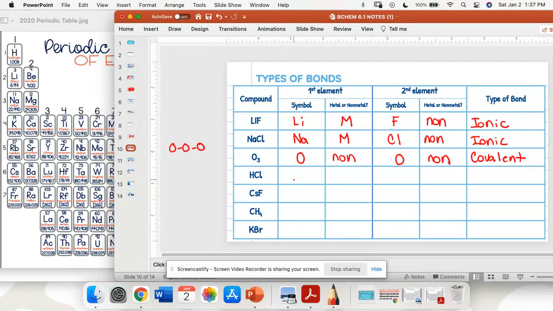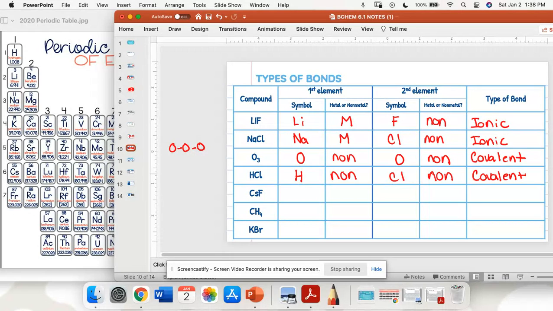All right, HCl. So our first symbol is hydrogen, and I don't have to click on this over here. Remember I said hydrogen is not a metal. It's only here because of its 1 valence electron. So this is a non-metal. And then we have chlorine. Chlorine was up here in NaCl, and that was a non-metal. So we have a non-metal plus a non-metal. This is a covalent bond.